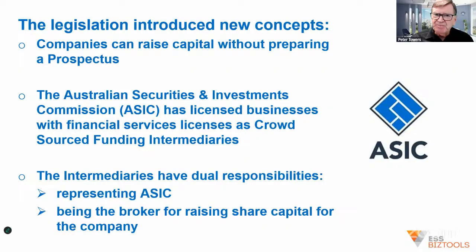The intermediaries have a dual responsibility. This is quite unique to this type of legislation. First of all, they are the representatives of ASIC in this whole process. They've got a lot of power. ASIC don't decide who's going to be admitted to crowdsourced funding equity raising. The appointed crowdsourced funding intermediary does. But they're also a broker. They're also there to help the company that they've approved to raise the capital that they've identified. So it's a very important role the crowdsourced funding intermediary has. And it's very important that if you're advising your clients, that they understand this dual responsibility. They do wear 2 hats in their dealings with the companies.